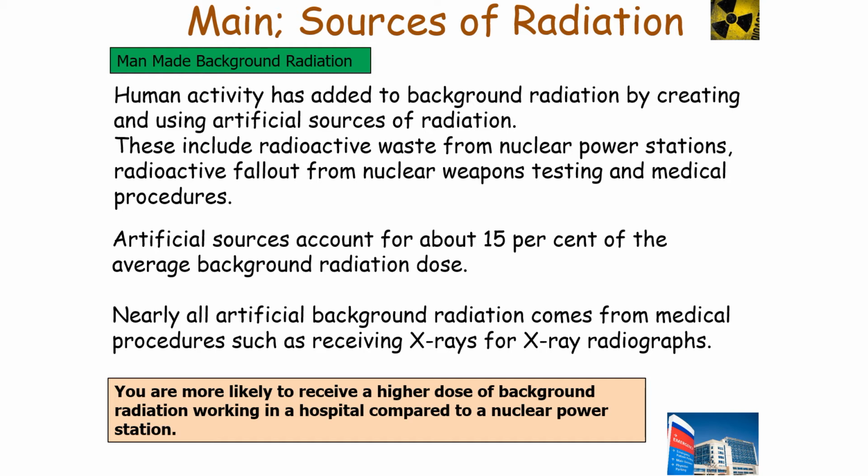Now these include radioactive waste from nuclear power stations, radioactive fallout from nuclear weapons testing and medical procedures. Artificial sources account for about 15% of the overall average background radiation dose, and nearly all of the artificial or human background radiation comes from medical procedures such as radiotherapy or receiving x-rays for x-ray radiographs. In fact, you're more likely to receive a higher dose of background radiation working in a hospital compared to that of a nuclear power station.